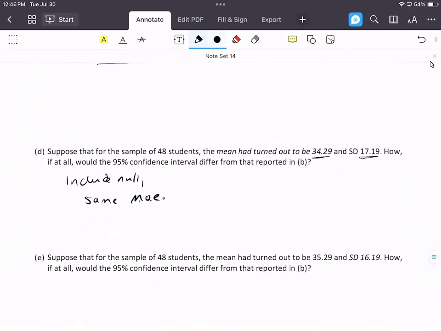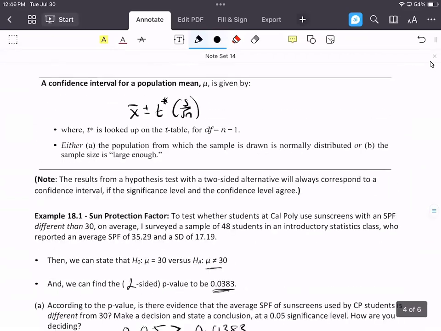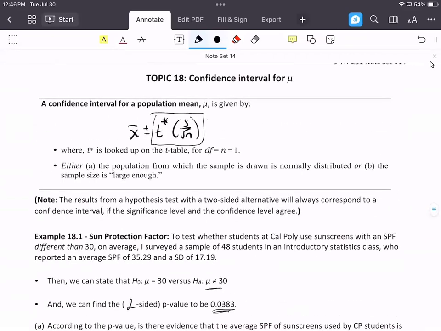Now, suppose that for the sample of 48 students, the mean had turned out to be 35.29 and the standard deviation actually was different and smaller. How, if at all, would the 95% confidence interval differ from that reported in B? So this is just getting us thinking. We spent a lot of time on confidence intervals before. This is just getting us thinking about if numbers were different, what would happen? Would the margin of error change in this case? Remember that margin of error is this right here. This is that margin of error.